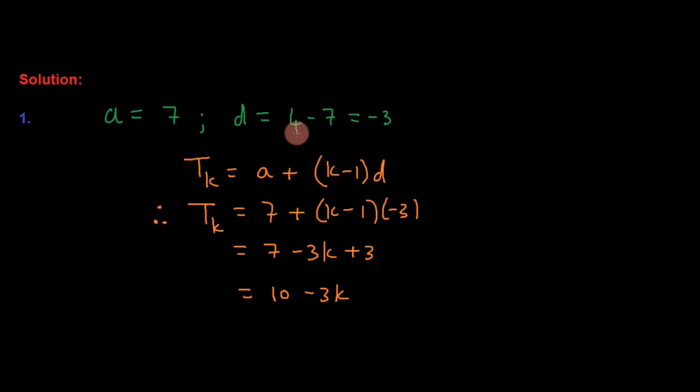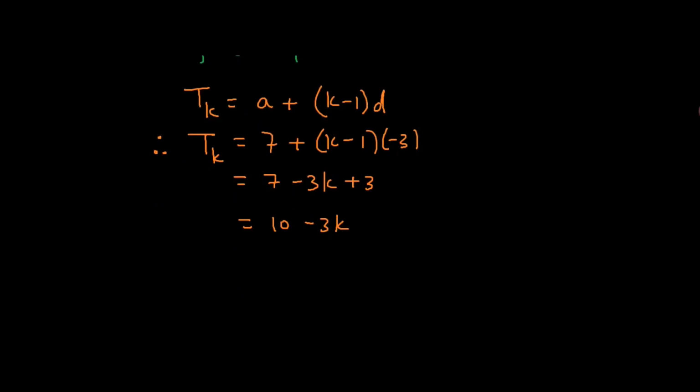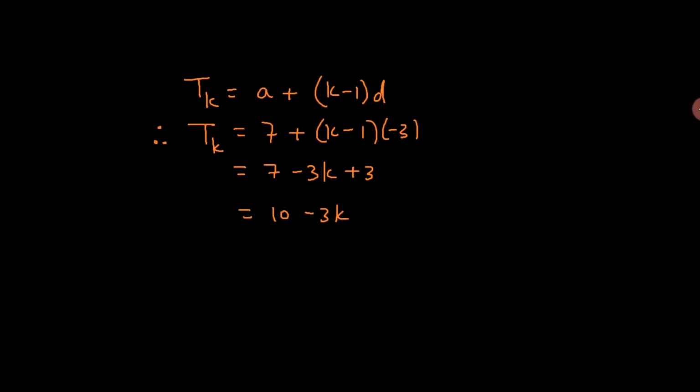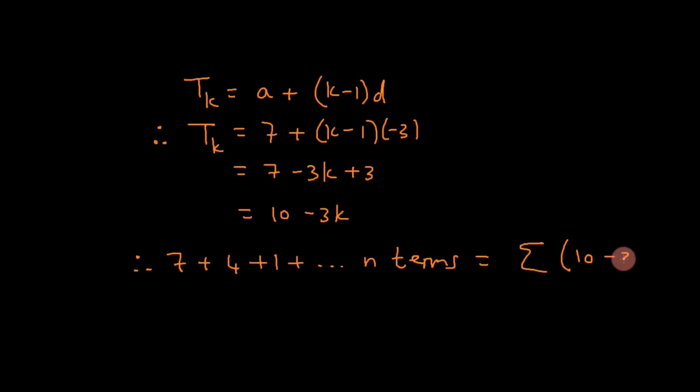Now we can write the series in sigma notation. Of course, we had 7 plus 4 plus 1 all the way up to n terms. So hence 7 plus 4 plus 1 up to n terms will equal the sum of my general term, 10 minus 3k, where k goes from 1 to n.